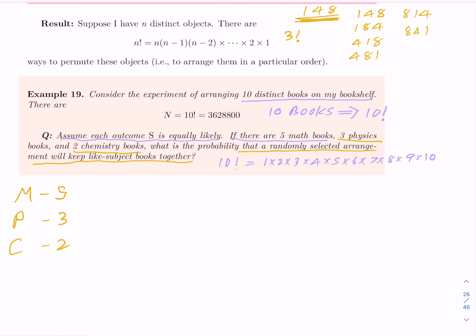Now let me explain this step by step. You are asking for a probability, so I define an event. I say A is that like-subject books are kept together.